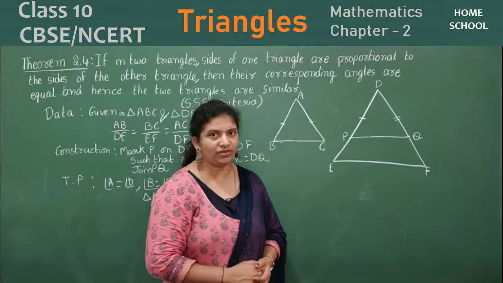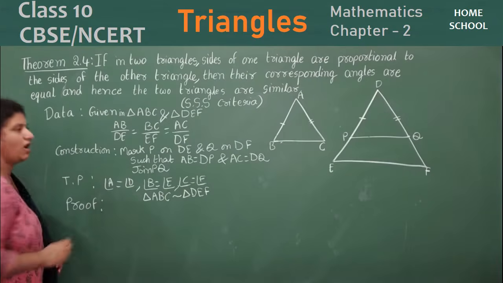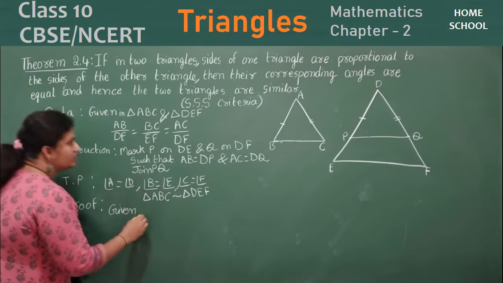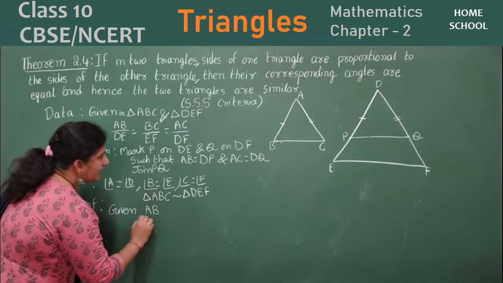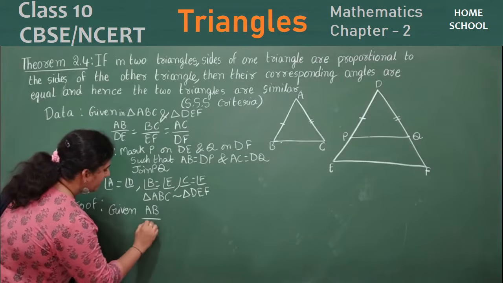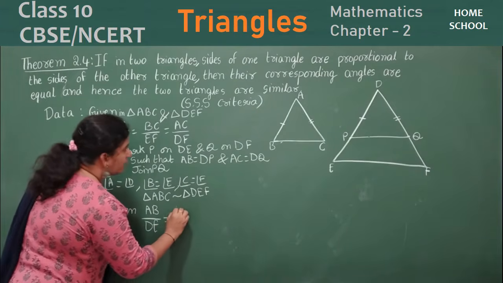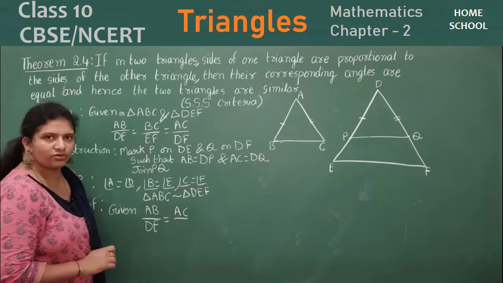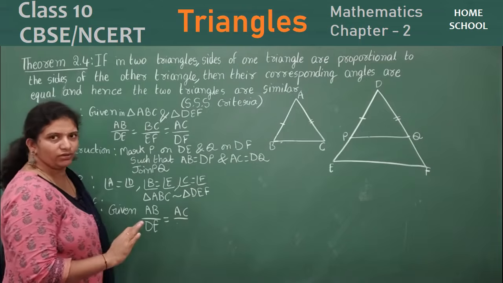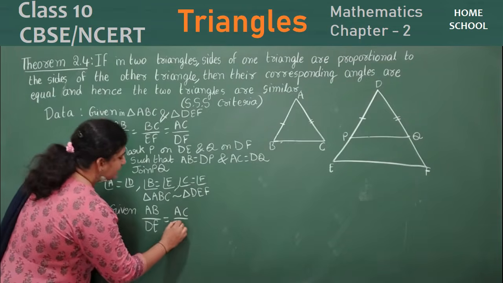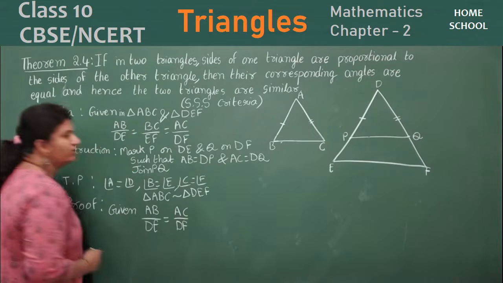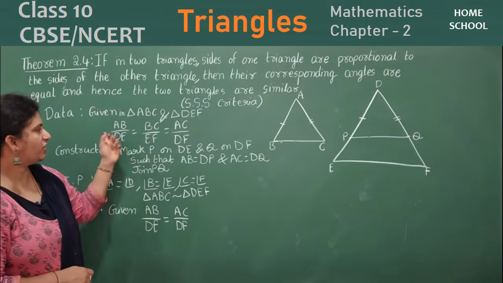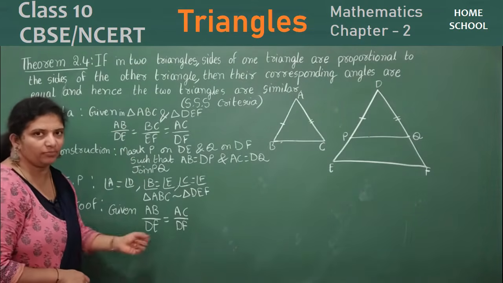Okay, let's start the proof here. Proof. So how do we start the proof, children? Given the ratio, I will take only the sides ratio. AB by DE is equal to CA by FD, or AC by DF, you can also write. There is no controversy in it. Now I have taken only two ratios. I am going to take only these two ratios while I am proving here.